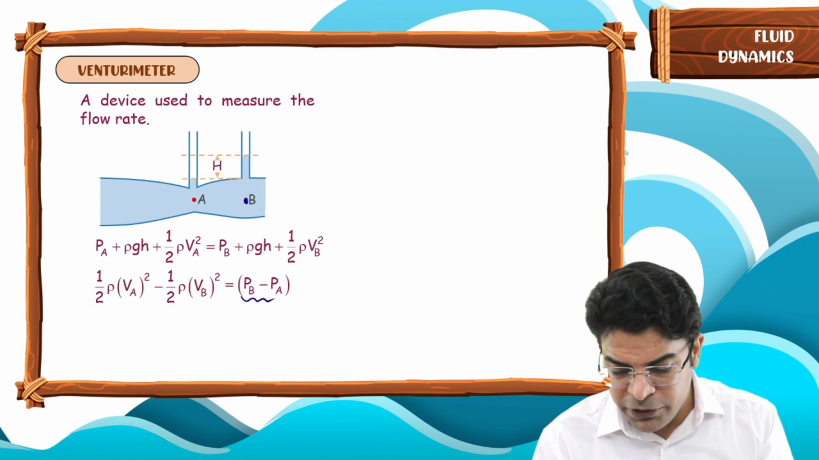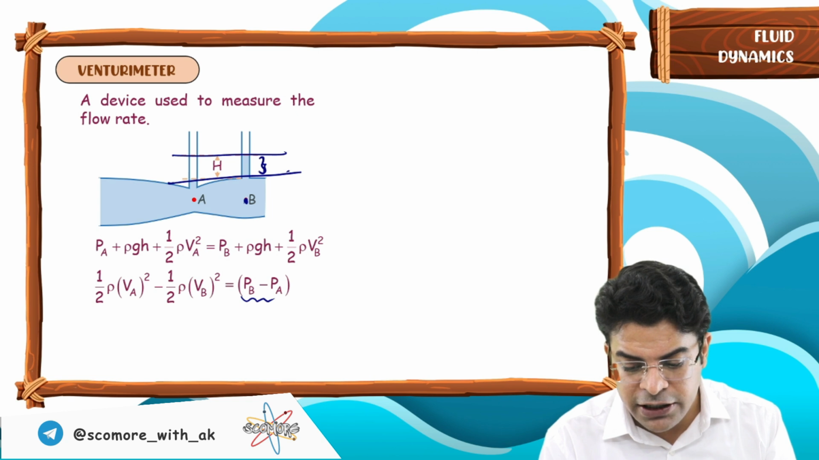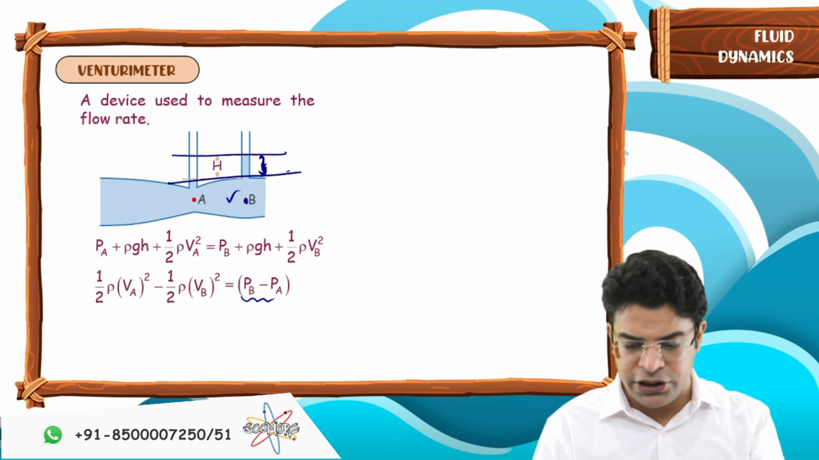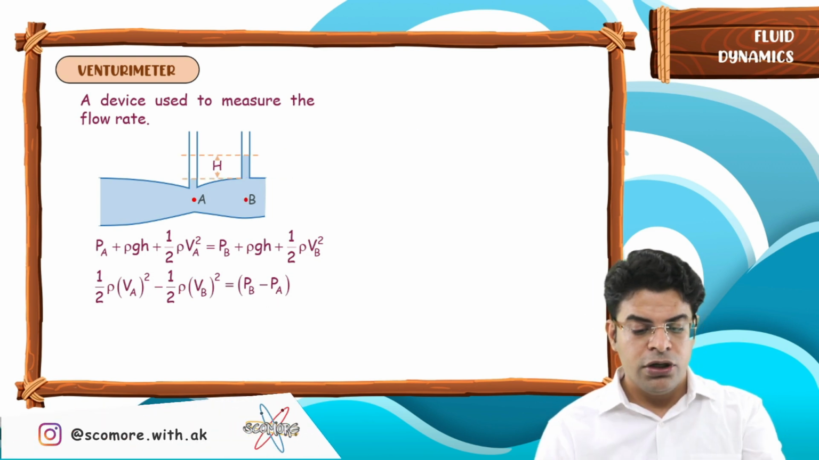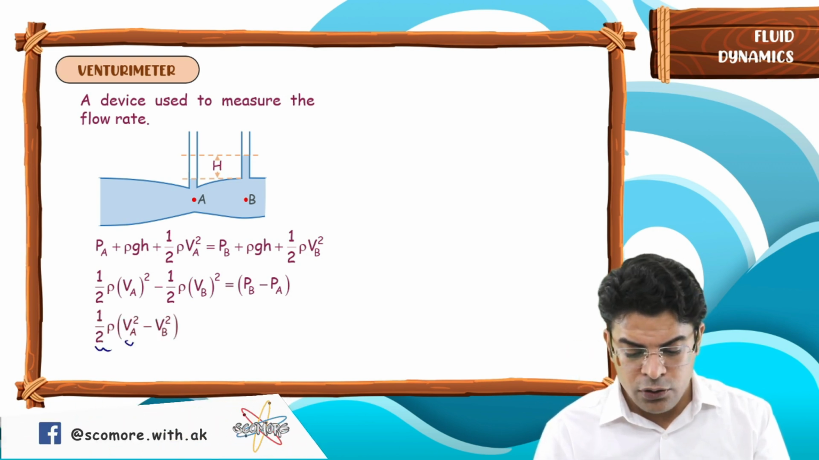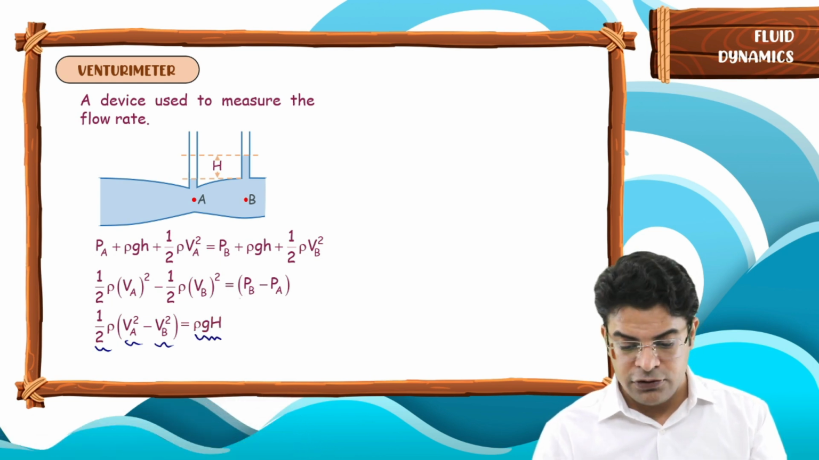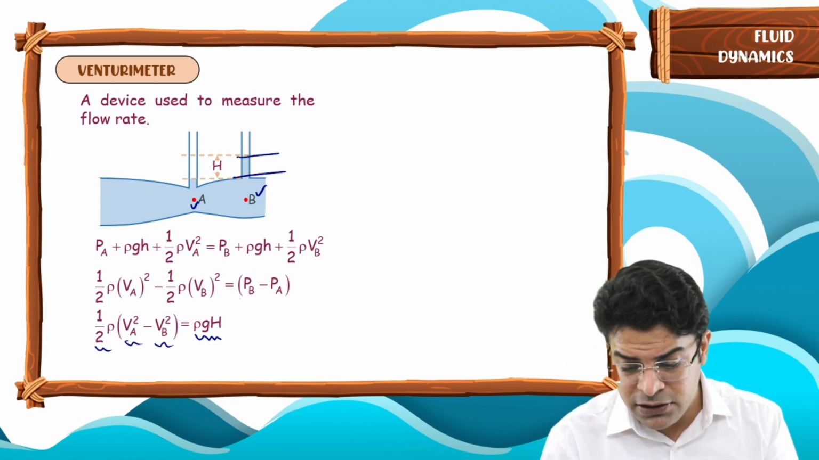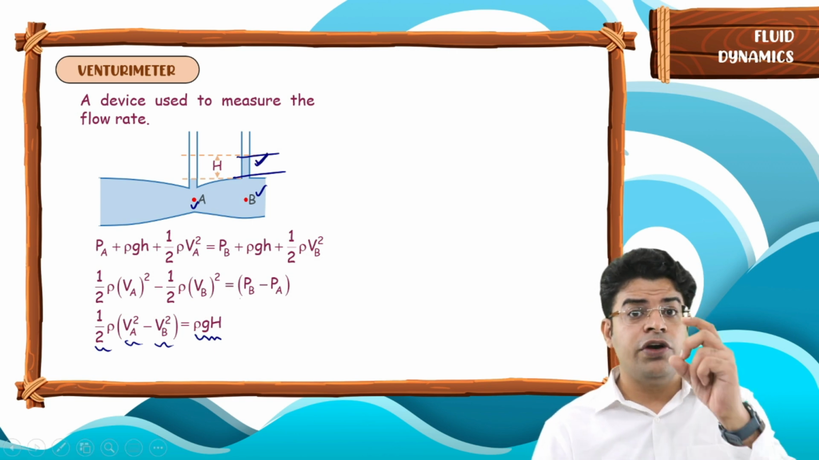You can write the pressure difference between these two points as the pressure created by this much height of fluid, and this is the same fluid, so it will have the same density. So you will write this pressure difference simply as rho g h. So you will say, taking half rho common, half rho into VA square minus VB square equals rho g h in place of PB minus PA. This difference in the pressure is the same as the pressure created by a fluid of height h.